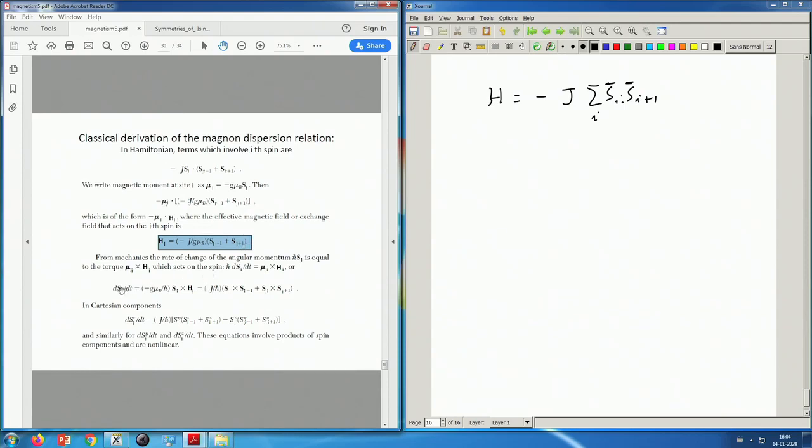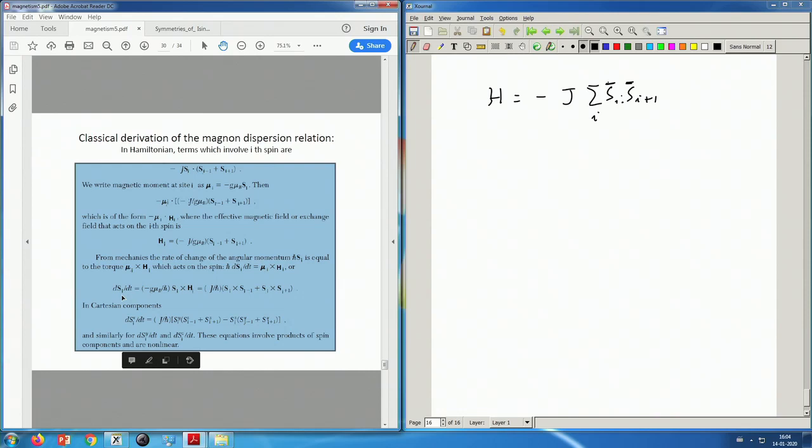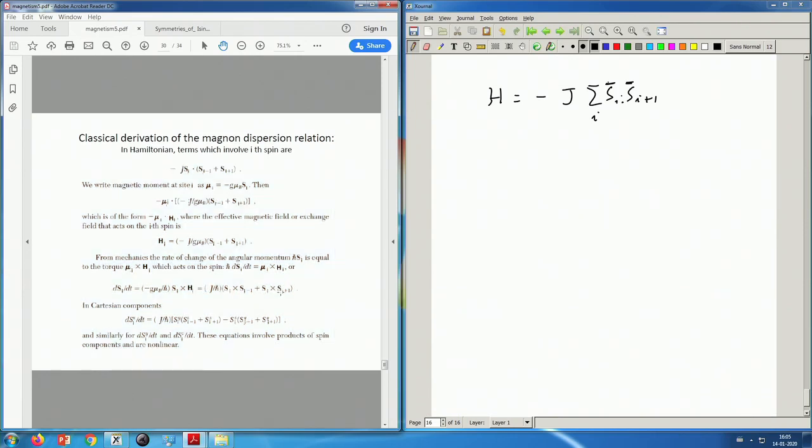We will now write the classical equation of motion, in which the angular momentum is changed due to the torque mu cross h, and that h is this. So, the ith moment has a torque on it due to the magnetic field coming from the two neighboring spins. The equation is dSi by dt equals, with Si crossed with the sum of Si minus 1 and Si plus 1. That is the classical equation of motion.